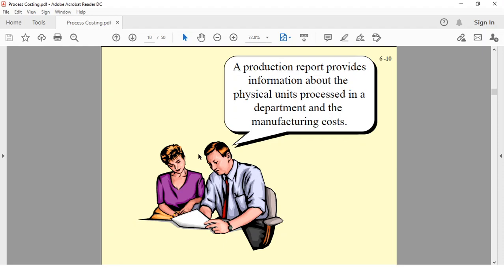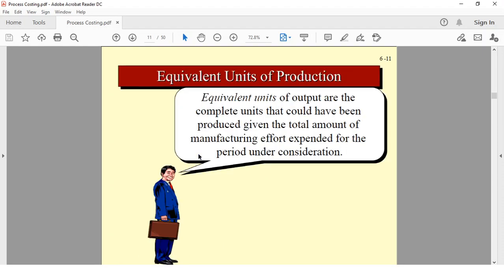Now, a production report provides information about the physical units processed in a department and the manufacturing cost. So, meaning in the production report, you will see information about the physical aspect, the units, and also the cost incurred. So there is the physical aspect, or the units, and then the cost aspect. Here, we start with the units.